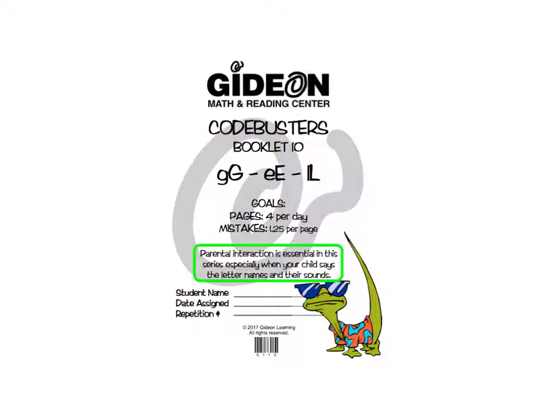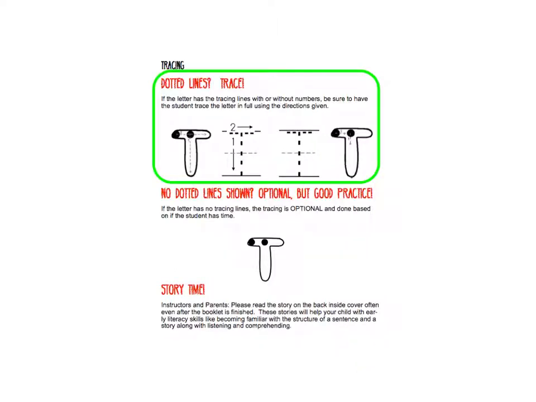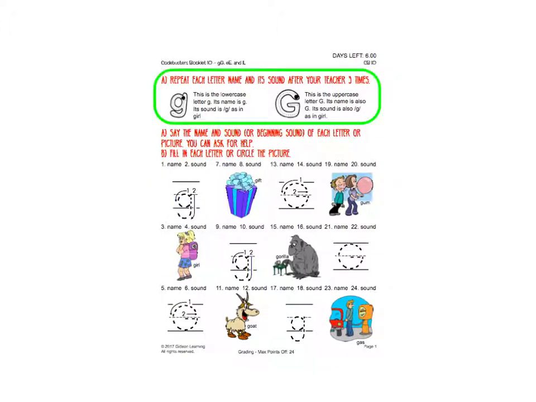For now, let's open up our booklets to the front and side cover, and you'll see this page. We want to remind you at the top of this page that whenever you see tracing or guidance, you need to write the letters. Now let's jump into our first letter. Let's start by reading the directions. Repeat each letter name and its sound after your teacher 3 times.